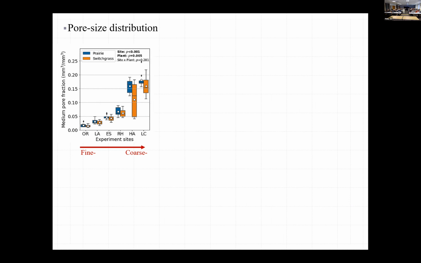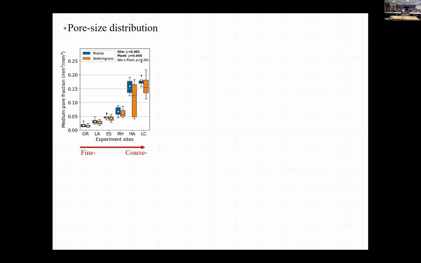So what you see here on the x-axis are the individual sites arranged from finest silt loam to sand on the right. And on the y-axis are the volumes of pores in the size range. Blue is prairie, orange is switchgrass. And you can see that consistently we have a greater volume of these pores being developed after those 8 to 10 years during which the experiment with prairie versus switchgrass vegetation was in place.